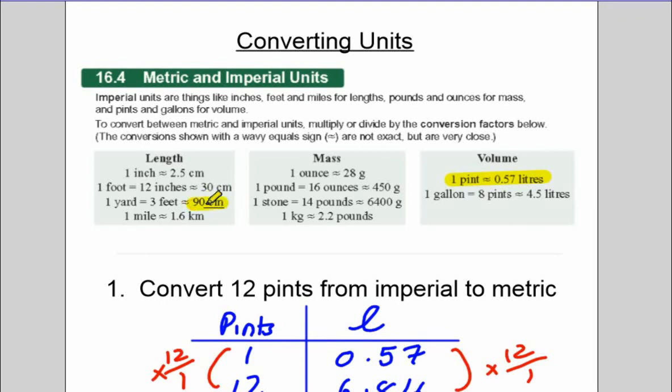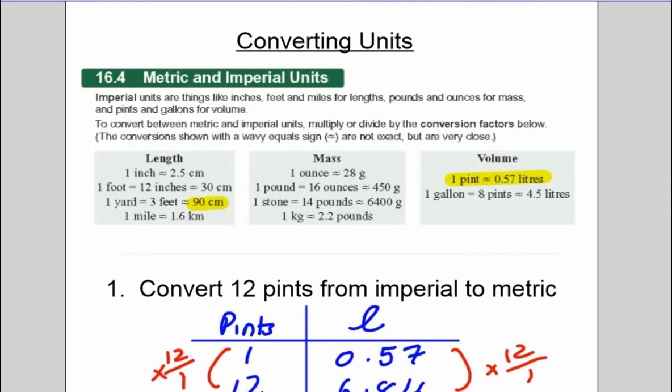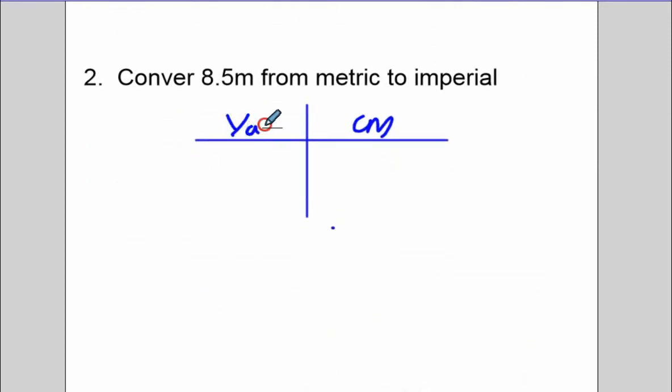It's got 90 centimeters. Why did I choose that? It doesn't matter what I choose. I'm going to choose this one here, 90 centimeters. Now, let's put centimeters. What was the thing I'm going to convert it to? So I've gone back here. Centimeters is, well, I could convert it to feet or yards. I'm going to convert it to yards. So I'm just going to put yards here.